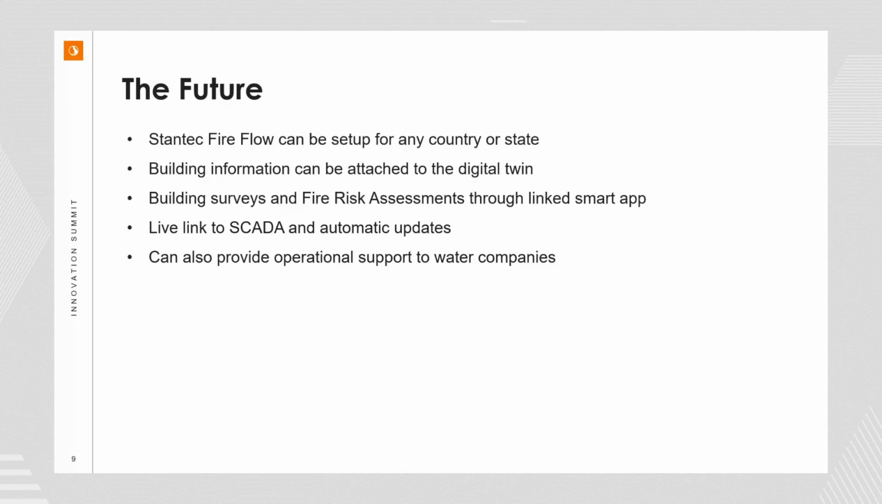The system can hold data related to the building, including location of fire escapes, firefighting infrastructure such as sprinkler systems and hose reels. Fire risk assessments can be stored in the digital twin and be accessed en route to an event. Finally, our plan is to link directly into SCADA so that the fire flow system can be updated on a regular basis, maybe every 15 minutes, so that real-time data is available to users. There are also plans to use the system to support the water companies or water suppliers operationally, as water pressures can be visualized in 3D and buildings at risk of loss of supply due to low water pressures can be identified.